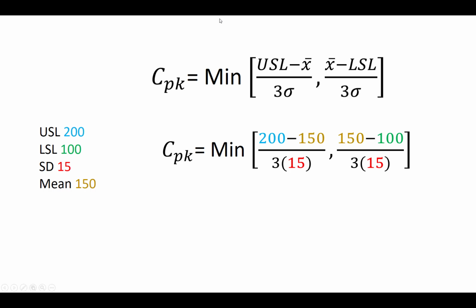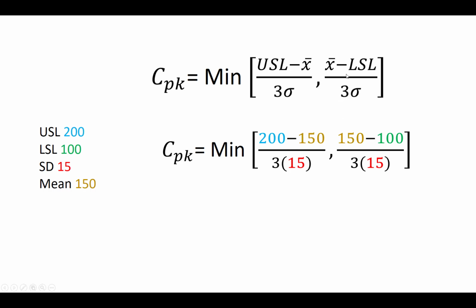So our formula for CPK is the minimum of these two formulas. They look complex at first, but they actually aren't that bad. So you have your upper spec limit, which will always be given to you, right? Again, spec limit is specified by the customer, minus your X bar, which is your sample mean, divided by 3 standard deviations, 3 sigmas. So we calculate that: 200 minus 150 divided by 3 times 15. All right, so that gives us 50 divided by 45.